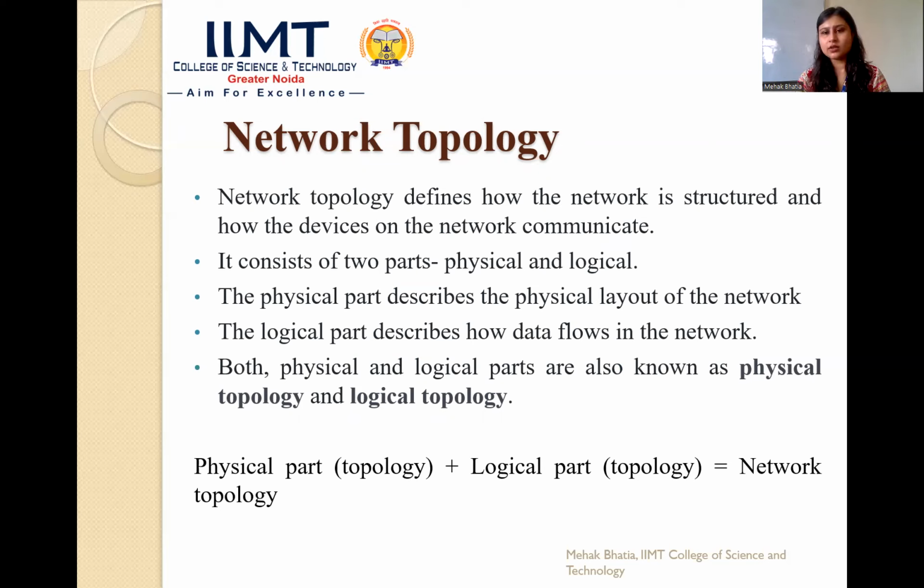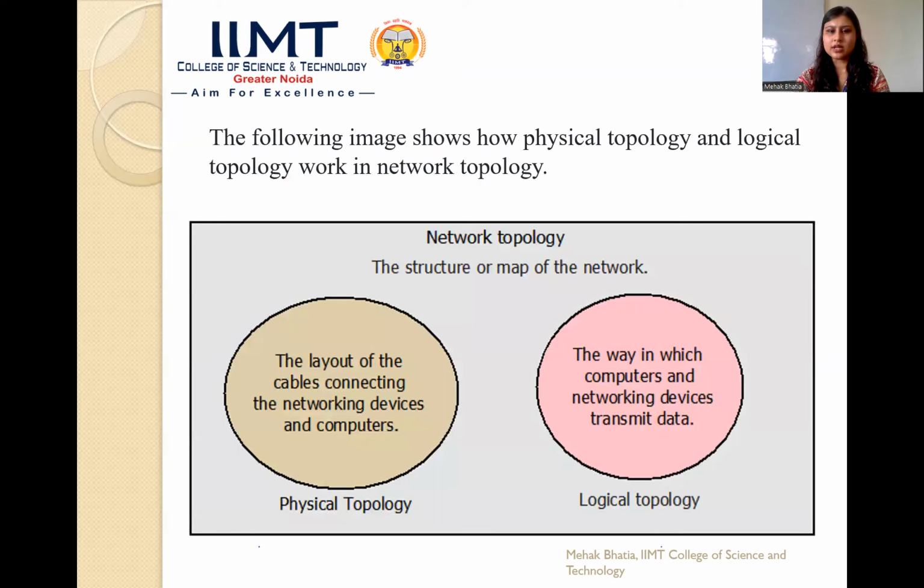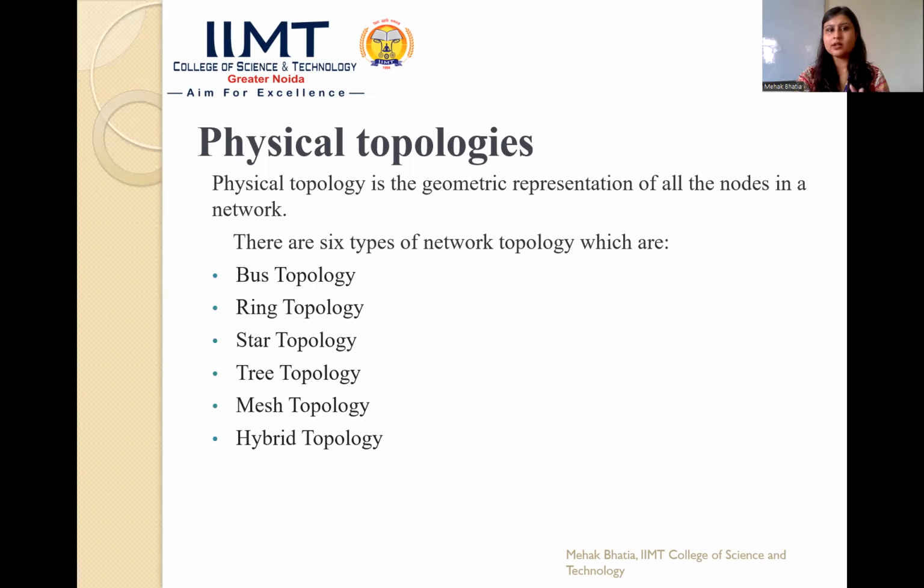The physical and logical parts are known as physical topology and logical topology, and by combining both, a network topology is formed. This is the structure or the map of the network. The layout of the cables connecting the network devices and computers is known as the physical topology, and the way in which the computers and networking devices transmit the data, or the flow of the data, is known as the logical topology. In this session, we are going to mainly focus on the physical topologies.